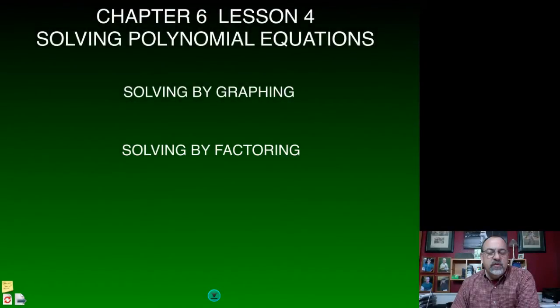Chapter 6, Lesson 4 of Advanced Algebra, we're going to continue our look at solving polynomial equations. And again, we're going to look at factoring. As we've been talking about factoring quadratics, we learned how to do that. We looked at factoring cubics. There's some special cubics that we could factor. And in this video, we want to look at factoring quartics.